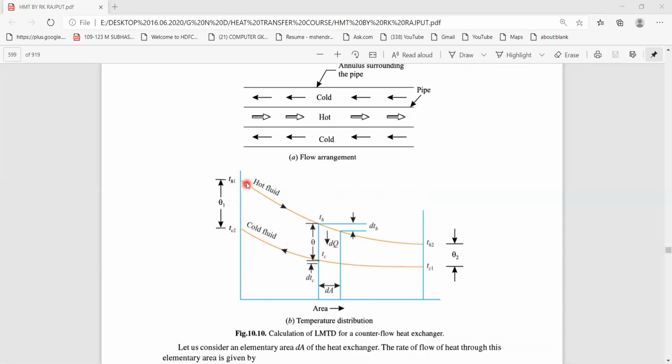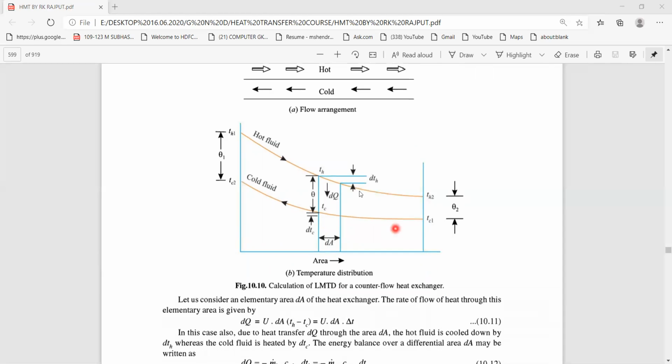Theta 1 is the difference between TH1 and TC2. That means theta 1 equals TH1 minus TC2. Similarly, theta 2 is the difference between these two temperatures, that is theta 2 equals TH2 minus TC1. Now, for our analysis, we are considering a small elemental area dA, and within that area we are considering the heat exchange process. For this element, TH and TC are the temperatures of hot fluid and cold fluid at that particular point.